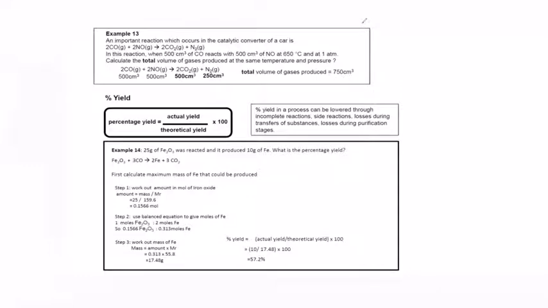Next is the percentage yield. The percentage yield: practically, when we carry out the experiment, we always get a smaller amount as compared to what a theory suggests. So the percentage yield is the practical value of a product divided by the theoretical value, multiplied by 100. So in this example 14, 25 grams of iron 3 oxide reacted and produced 10 gram of iron. So this is a practical value. Practically we are getting 10 grams of iron. What is the percentage yield?